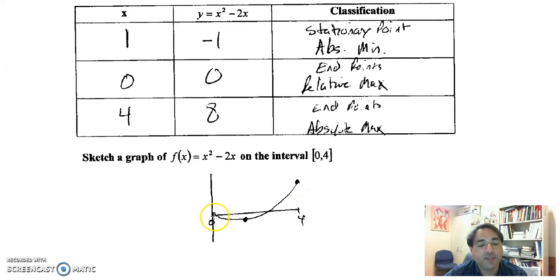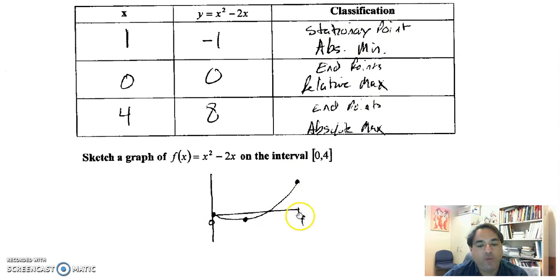When we look at (0, 0), there's nothing to the left, but to the right is lower. So that would be a relative max. It's not the highest point. When we look at (1, -1), it is a lower point, so it's a minimum because to the left and to the right are higher. But it is the lowest point, (1, -1), so that would be an absolute min. Again, it's a stationary point.